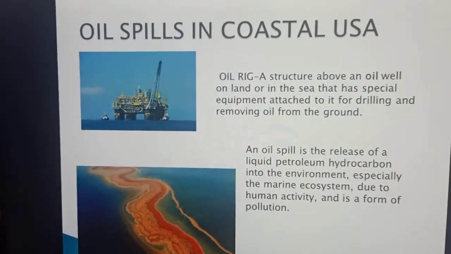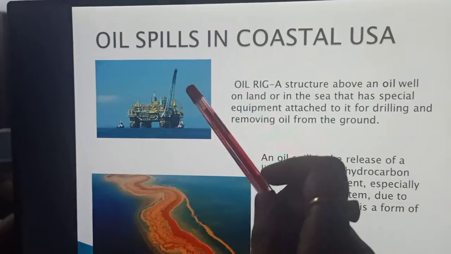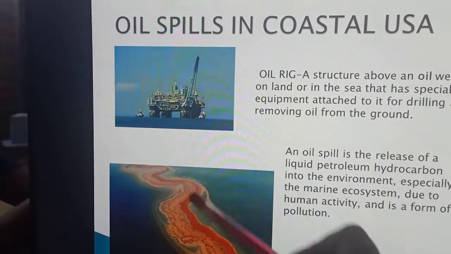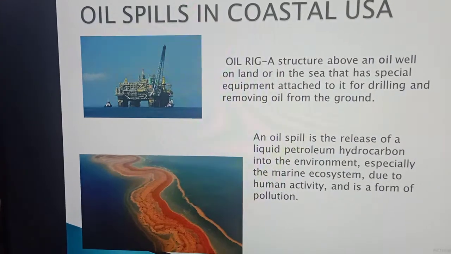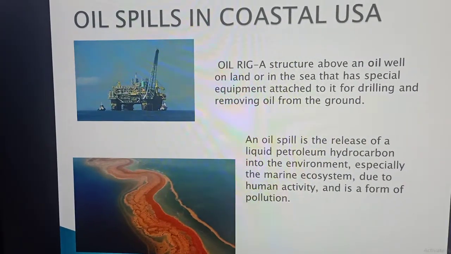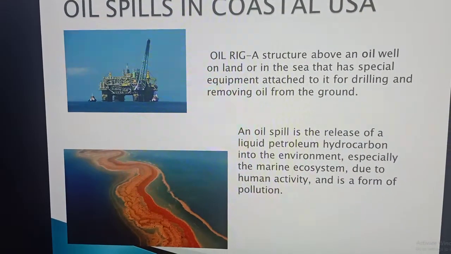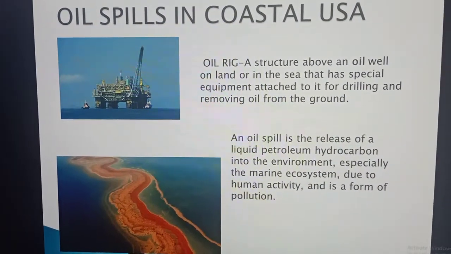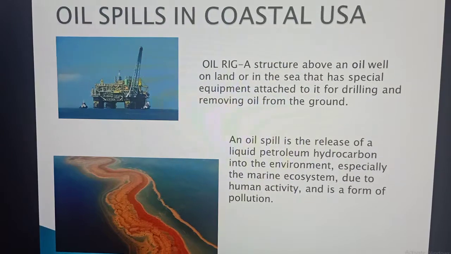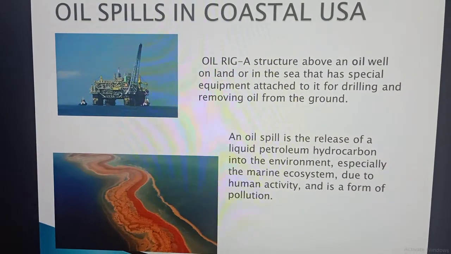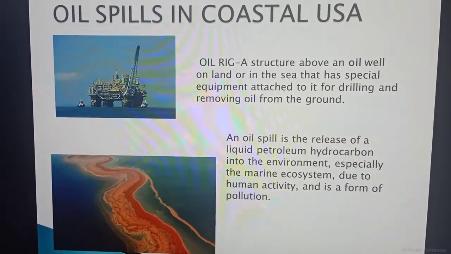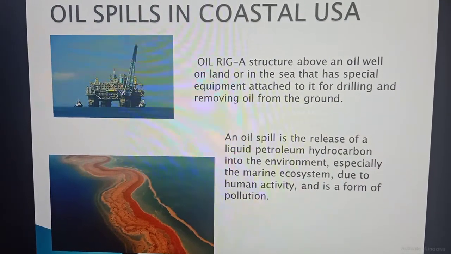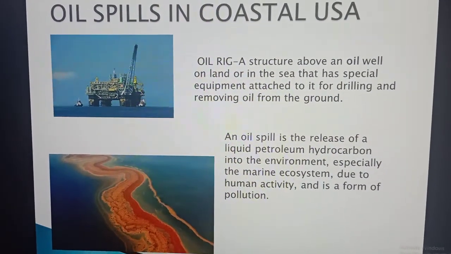So here children, in this picture you can see an oil rig which has been constructed above the sea floor. The oil is actually obtained from below the sea floor by drilling operation. And another important term here is an oil spill. It is the release of liquid petroleum hydrocarbon into the environment, especially the marine ecosystem, due to human activity, and it is a form of pollution.